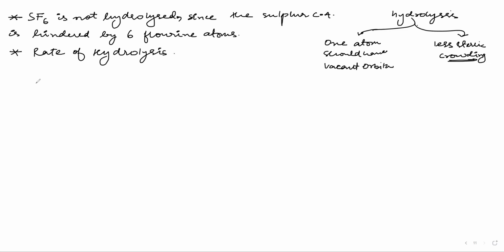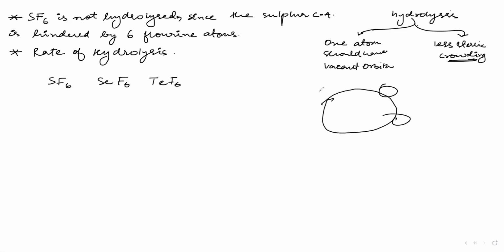So when we compare the rate of hydrolysis of SF6, SeF6 and TeF6, sulfur, selenium and tellurium, tellurium has the largest size. If it is very big, it will have some vacant space in between to accommodate the fluorine, to get the lone pair of oxygen, and oxidize the tellurium atom. So this will be the fastest, this will be the slowest, and this one doesn't even hydrolyze. So the rate will be smallest for sulfur.